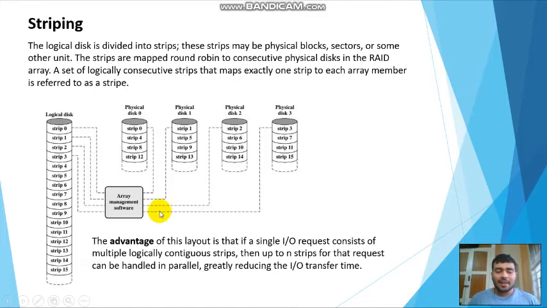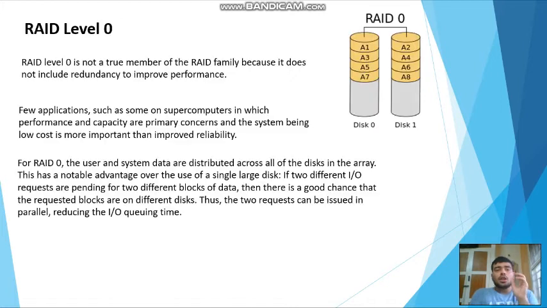How striping is managed is by an array management software that can vary across various RAID levels, and we'll see some of them are complex, some of them are easy to maintain. This depends totally on the architecture and the kind of thing that you're trying to execute. So let's come to RAID level 0.